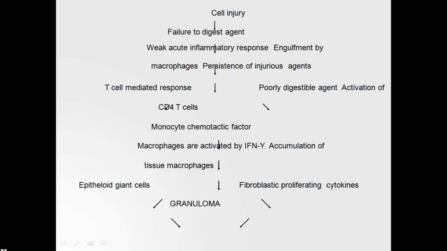Whenever there is cell injury due to any agent, there is failure to digest that agent, a weak acute inflammatory response, engulfment by macrophages, and persistence of the injurious agent. The weak inflammatory response causes a T cell mediated immune response, with activation of CD4 T cells and release of monocyte chemotactic factor. The macrophages are activated by interferon, and accumulation of tissue macrophages results in epithelioid and giant cells, with fibroblast proliferation, resulting in granuloma formation.